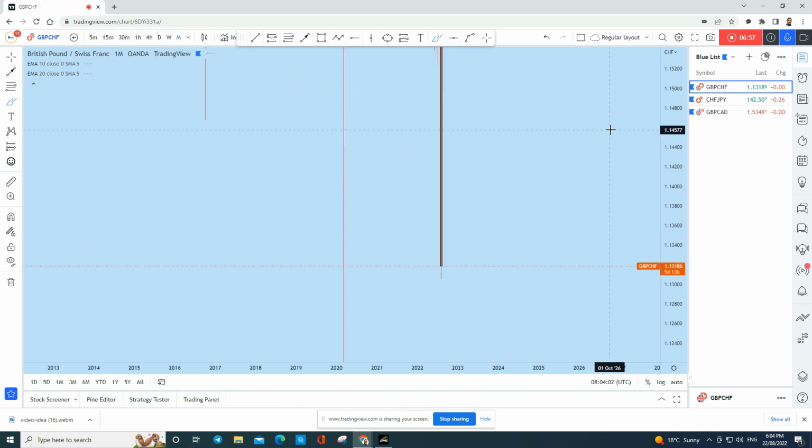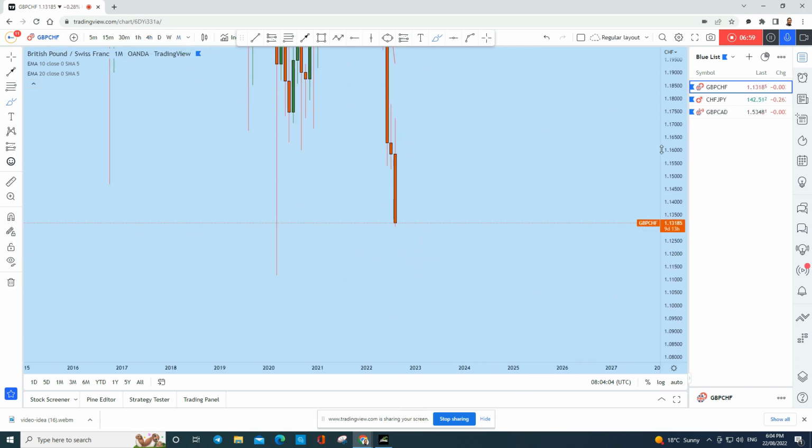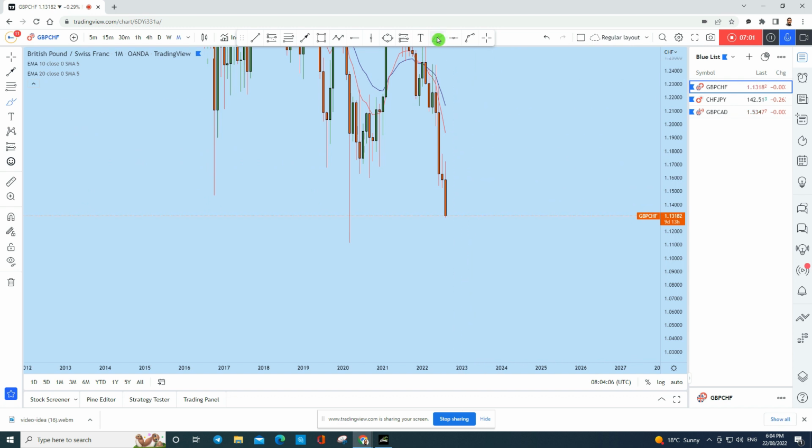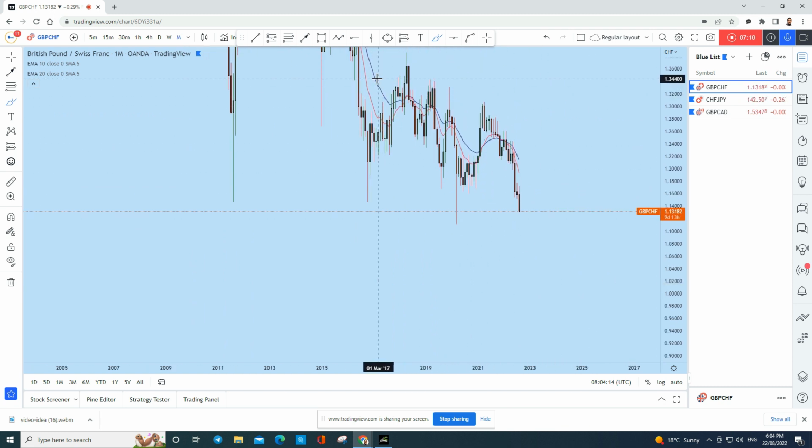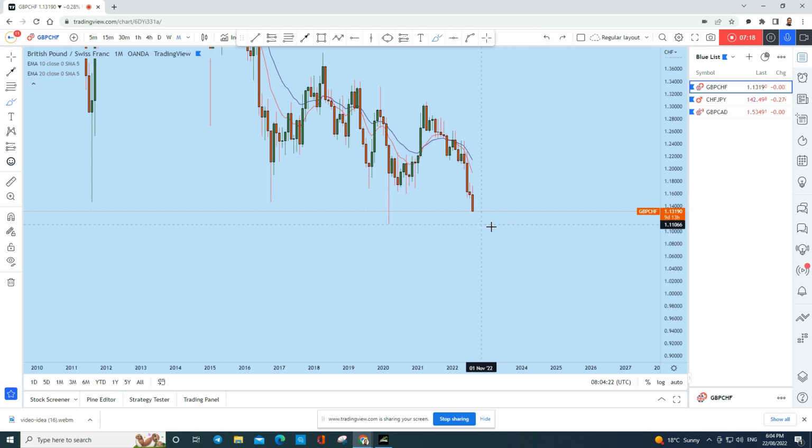Now let's quickly look at the bigger picture on the monthly as usual. GBPCHF, like GBPCAD, is in a very strong downtrending market. On the monthly, there is no question about it. You can see that there is a long consolidation on the monthly on GBPCHF. A series of lower highs has been created and then it has broken down. We see that on the monthly perspective, and we can expect GBPCHF to continue to drop.